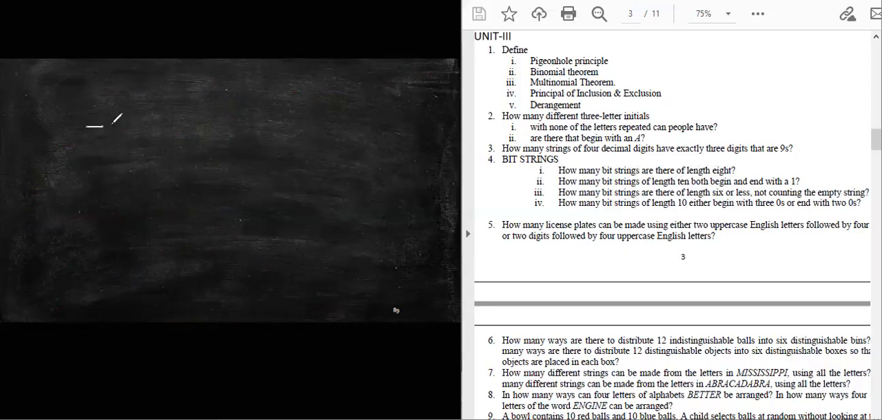Now, after that, how many bit strings are there of length 8? So we want to know the bit strings of length 8. How many will be there? This is very simple actually. Each blank will be filled in two ways. Why are we writing 2? Because we are studying bit strings. Bit means zeros and ones. So each blank will be filled in two ways. Totally there are 8 blanks, so again by using the product rule, 2 power 8 ways.